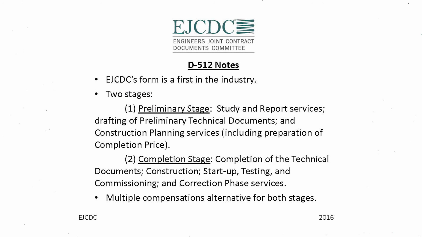One of the things that's important about this progressive design build form is that it sets up 2 stages, a preliminary stage and a completion stage. In the preliminary stage, it's study and report services, drafting of preliminary technical documents, construction planning services. And then the step 2 stage is the completion stage, which is the completion of the technical documents, the construction, the startup, the testing, commissioning, all the things that we typically associate with a project.